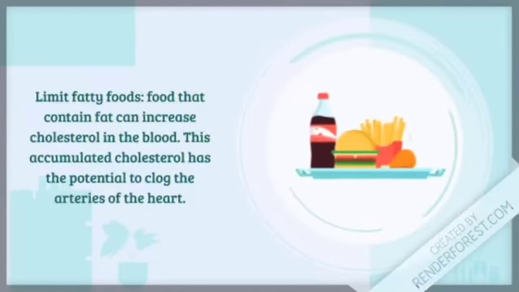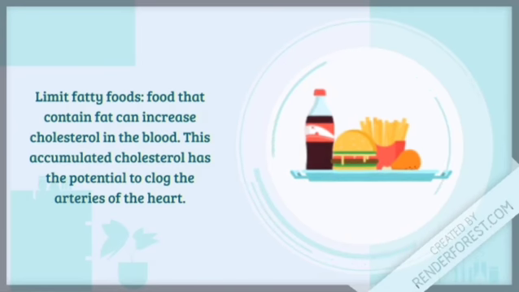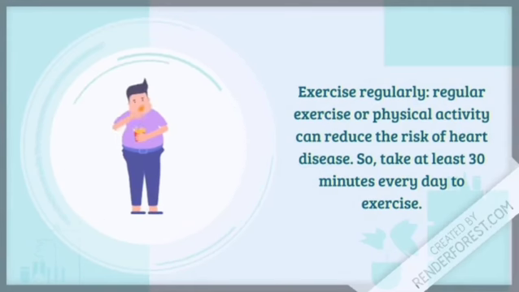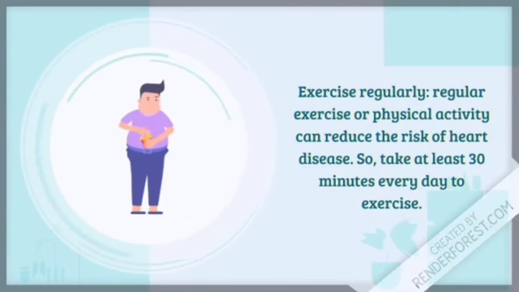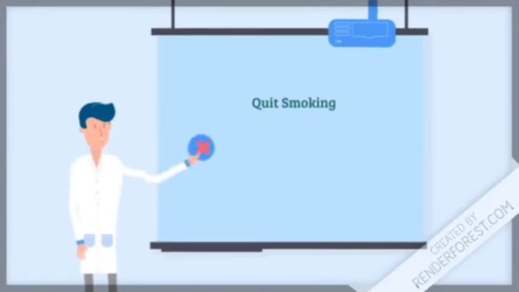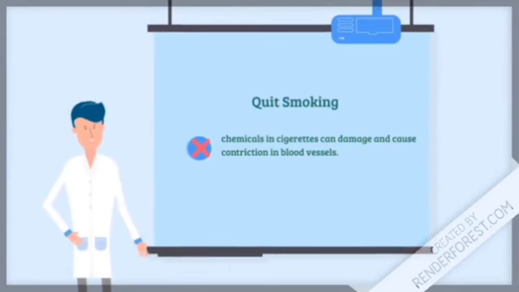Limit fatty food. Food that contains fat can increase cholesterol in the blood. This accumulated cholesterol has the potential to clog the arteries of the heart. Exercise regularly. Regular exercise or physical activity can reduce the risk of heart disease. So take at least 30 minutes every day to exercise. Quit smoking. Chemicals in cigarettes can damage and cause contraction in blood vessels.